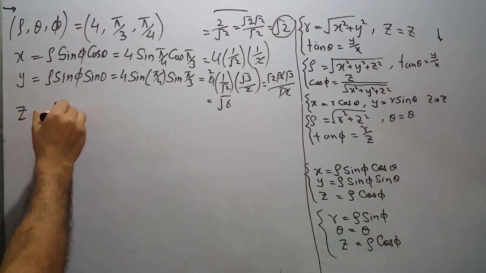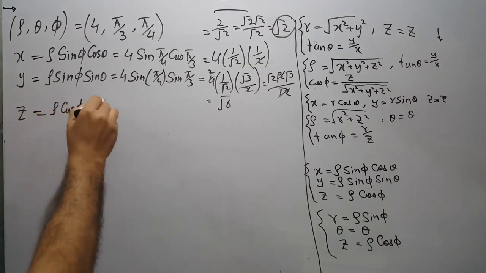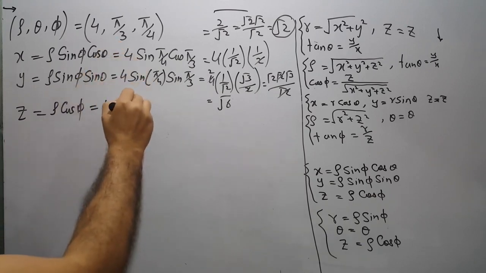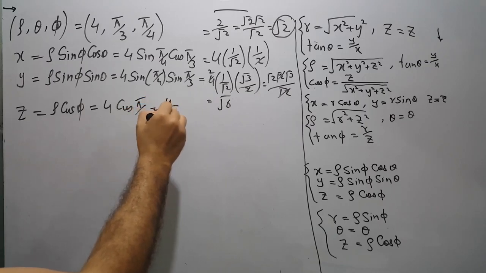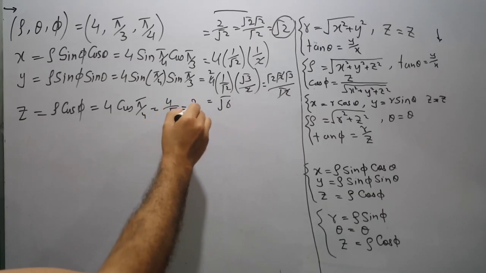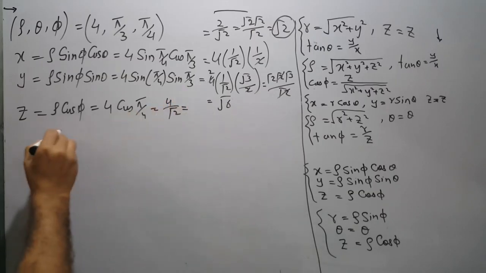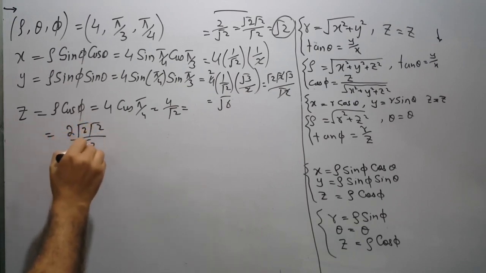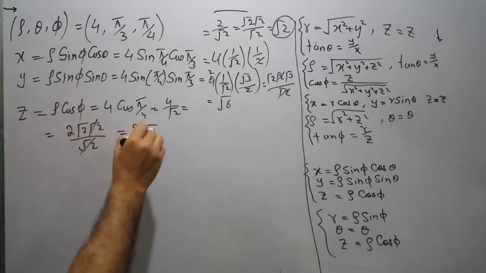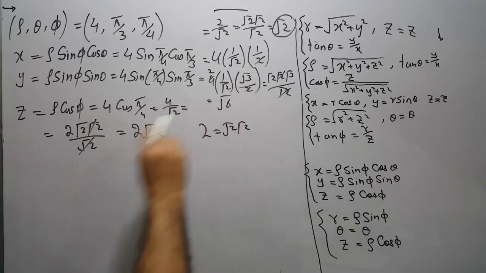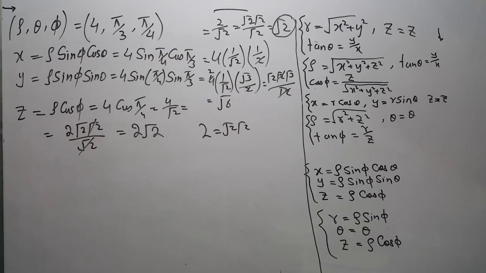Now the last one is z. Z is rho cos phi, so rho is 4, and cos of phi, in this case pi by 4, is 1 over square root 2, which gives you 2 square root 2 over... So we can write this as 4 over square root 2, which gives 2 square root 2. It simplifies, and your answer is finally square root 2 times 2 divided by square root 2. So now you have transformed into rectangular.